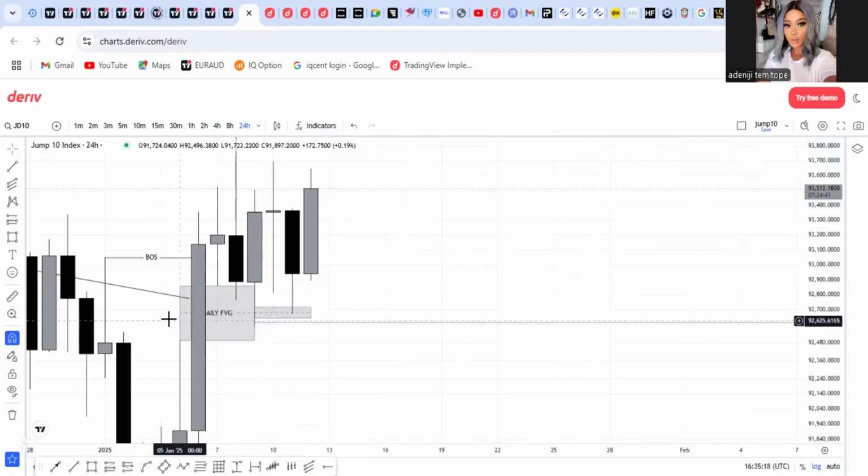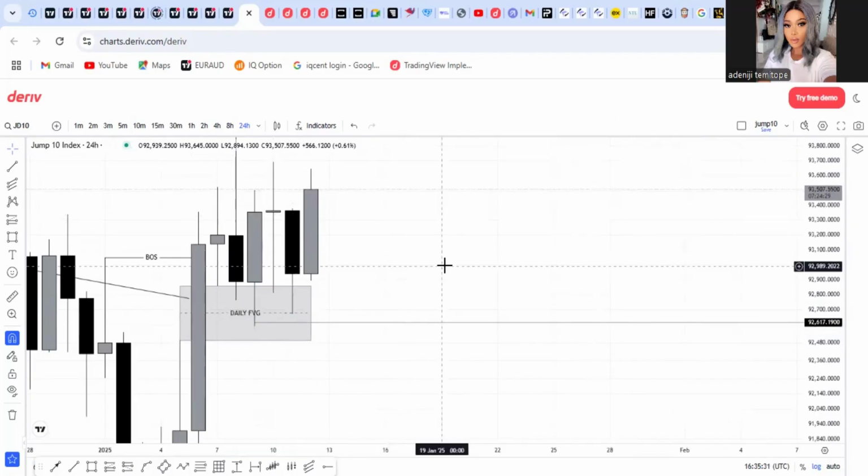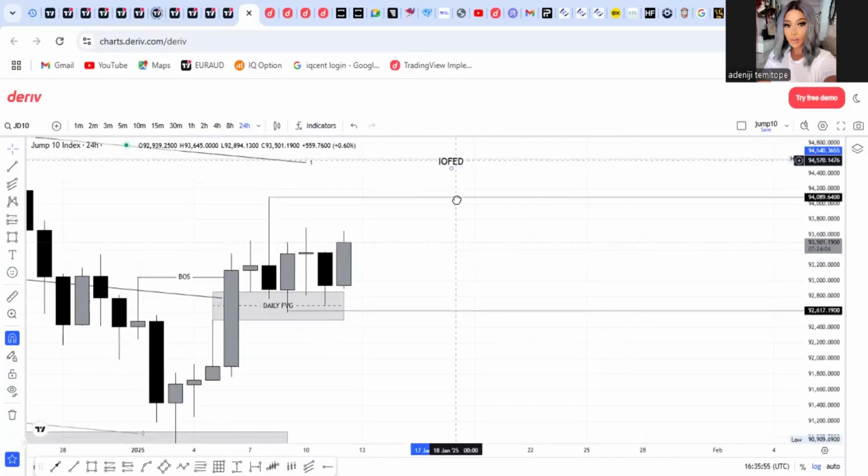Now, if you look at the fair value gap right here, the daily fair value gap, price tapped into the 50% of the fair value gap and traded down, not completely filling it. When price taps into a fair value gap up to the 50%, for an order block we call it the mean threshold. But when it comes to fair value gap imbalances, we call it consequent encroachment. Consequent encroachment, CE. So when you see me label CE, that simply means consequent encroachment.